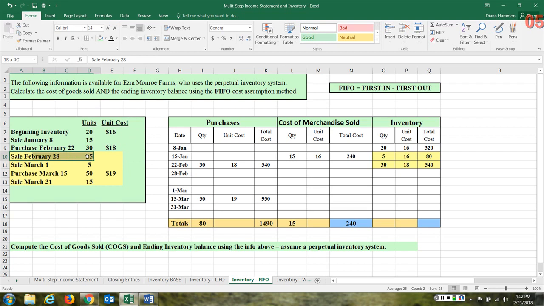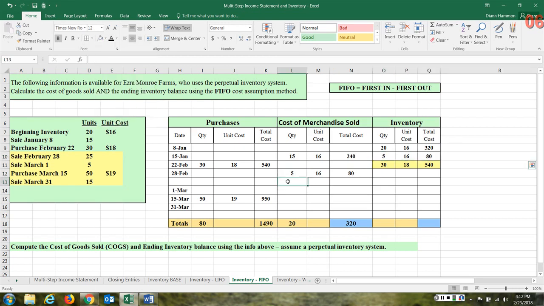Okay, so February 28th, we have a sale of 25 units. So let me go over here to 25 in the middle. So now my question is, how do I want to apply cost to these units? Well, in this case, remember we're looking at first in, are considered to be the first out. So that means five of those items are going to come from that old layer of $16. Let's just go ahead and get that multiplied across. So now that layer is completely gone.